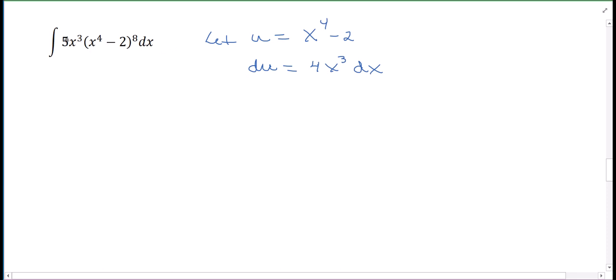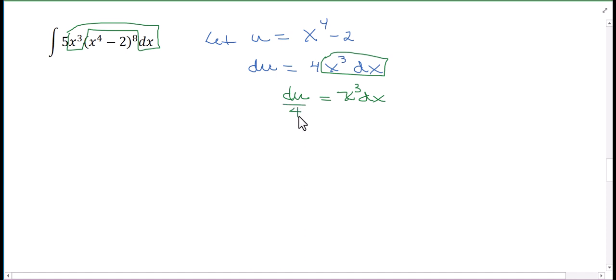Yes, here I have a 5x cubed and this is a 4x cubed, but don't let that be a barrier, because I can see there's an x cubed dx. The variable part is what I'm really going after. So that is what I want to substitute. I can say x cubed dx is equal to du over 4. So for x cubed dx, I can substitute du over 4 in my new integral.